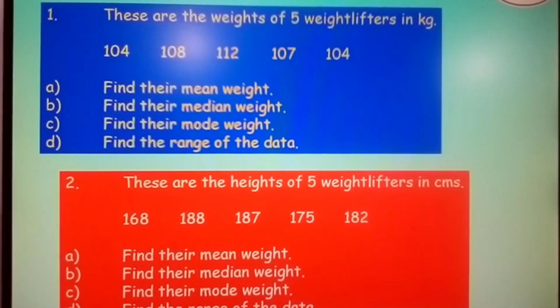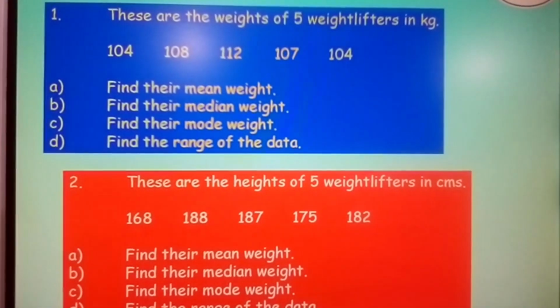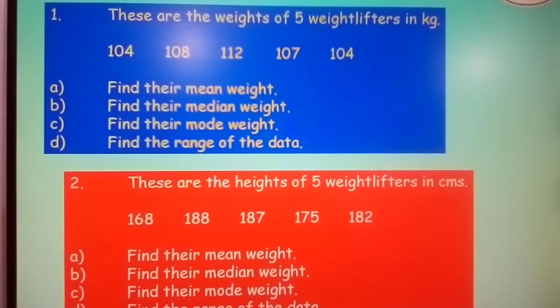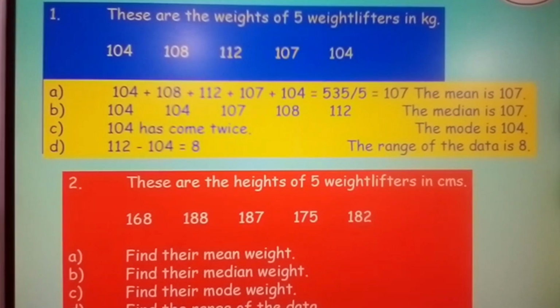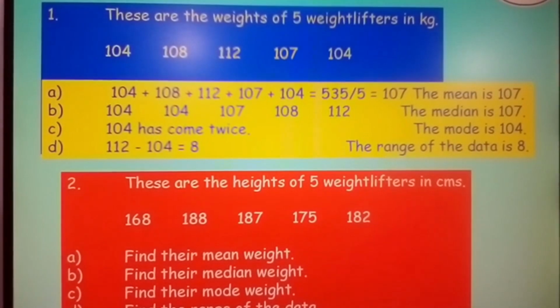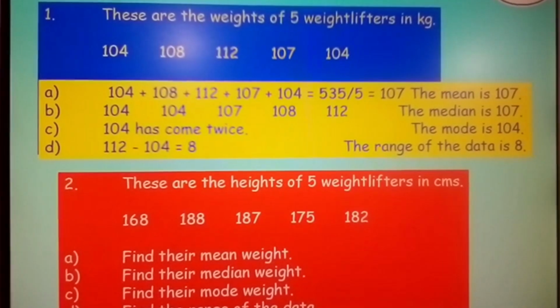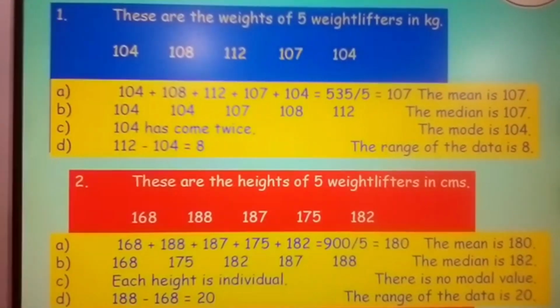Questions. These are the weights of 5 weightlifters in kilograms. Find their mean, find their median, etc. Now this is something you need to be doing for yourselves to become familiar so you can remember, okay? And here's simply the process that we need to apply. A, B, C, D. You can see the values have been taken, and you're simply applying the mean, mode, and the range. And this is just to give you practice as to what you've just done. And the same thing applies here as well.